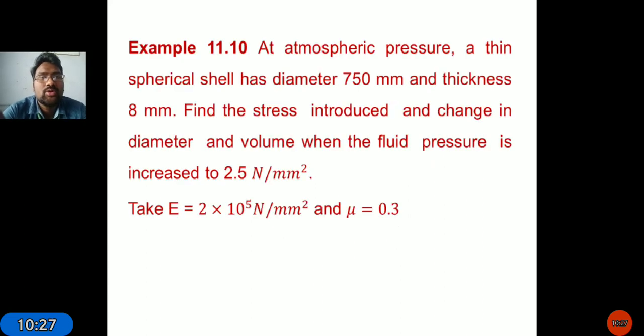Next, coming to the problem. At atmospheric pressure, a thin spherical shell has the given diameter as 750 mm and thickness as 8 mm. For this we need to find the stress introduced and change in diameter and volume when the fluid pressure is increased to 2.5 Newton per millimeter square. Next, take Young's modulus value as 2 into 10 power 5 Newton per millimeter square and Poisson's ratio as 0.3.